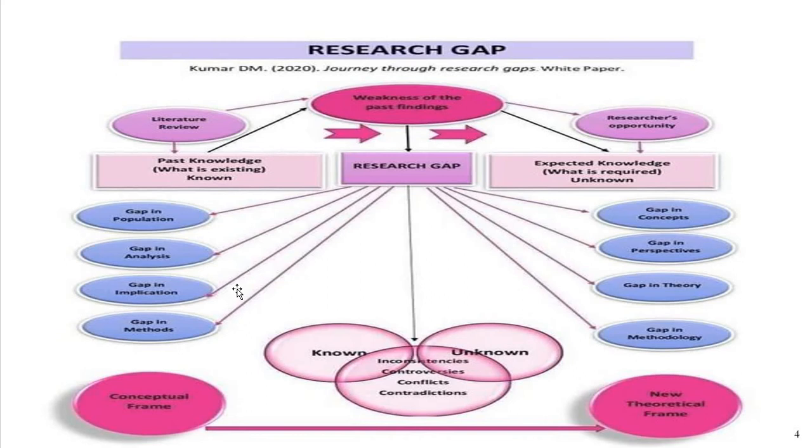There can be a gap in research methods, or there can be a gap in concepts, that this study needs this concept and this concept is missing. Gap can be in perspectives of the research. Gap can be in theory, that an obsolete or very old theory has been taken and modern theories have been ignored. Gap can be in methodology, that the methodology is poor and needs more reliability and validity.